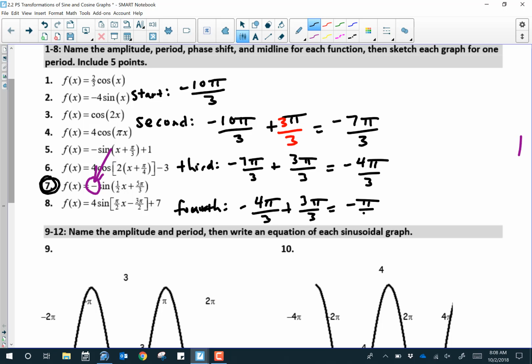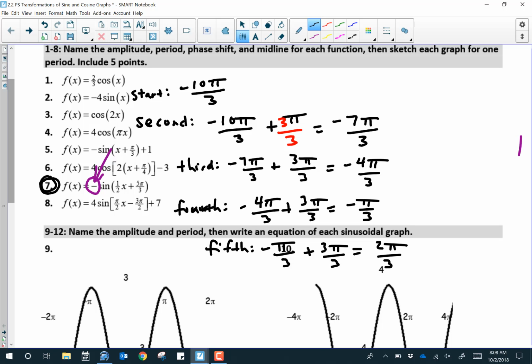Everybody following? Any questions? This is as hard as it gets with these fractions, but if you just organize it clearly, it shouldn't be too bad. So then our 5th point is negative pi over 3 plus 3 pi over 3. So that gives me 2 pi over 3.